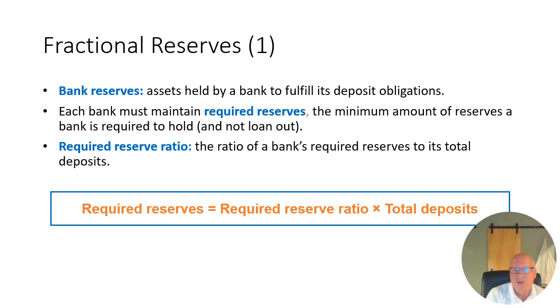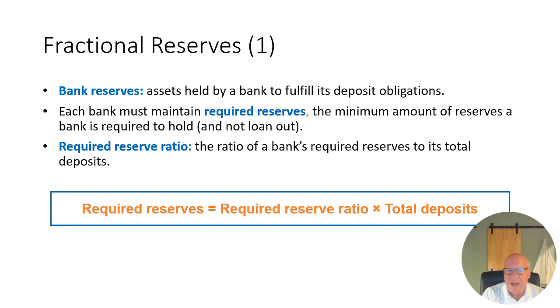And the required reserve ratio will be a numerical, percentage number that tells the bank how much of their total deposits must be kept as required reserves, as cash in the bank. So it's a relatively easy formula, which we have right here in front of us. The required reserves that a bank must keep in cash is the required reserve ratio, which the Federal Reserve tells them what that is, multiplied by total deposits.